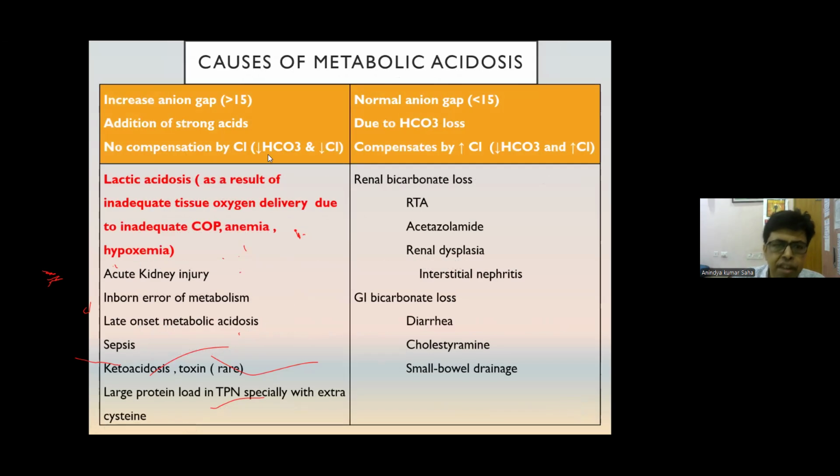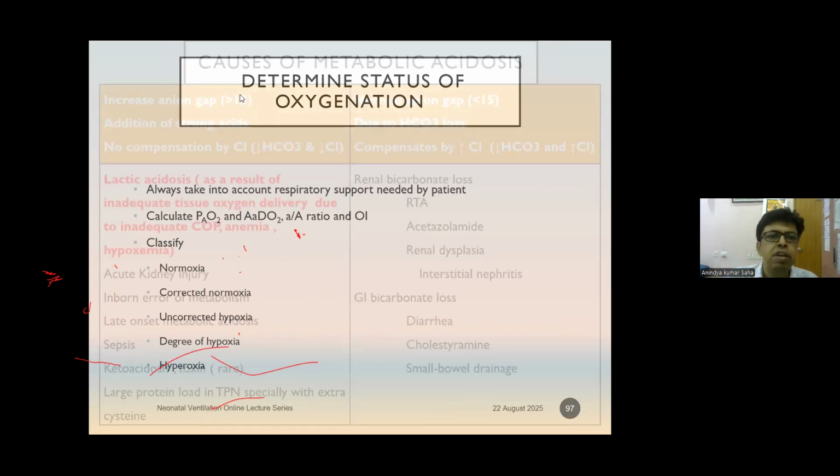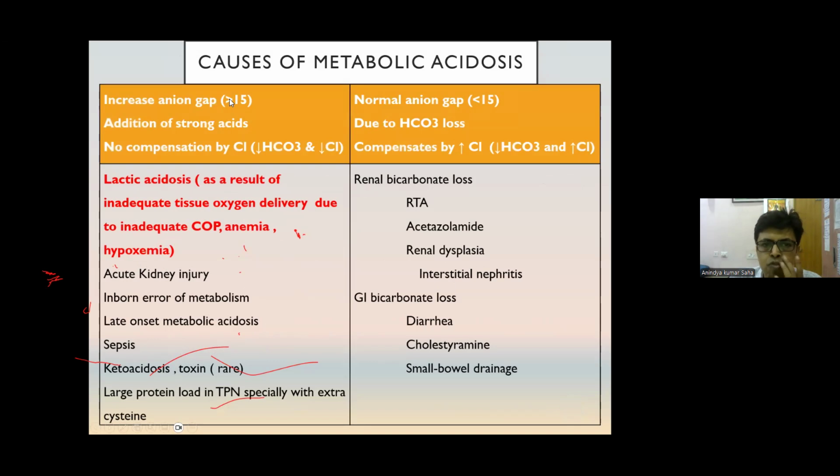So increased anion gap is possible when the anion gap is more than 15, when there is addition of strong acids which is not compensated by chloride. In these cases, the examples are lactic acidosis as a result of inadequate tissue oxygen, which is very often seen in NICU in case of birth asphyxia, in cases of perfusion failure, shock, and so many other cases.